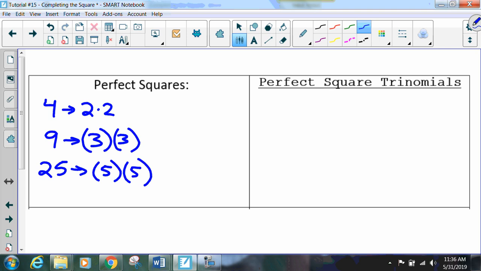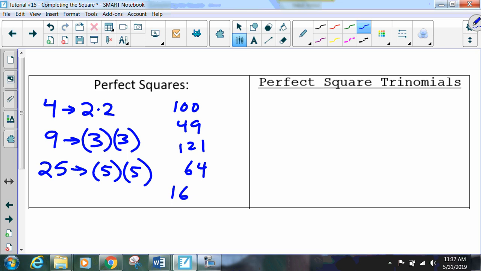So, 100 and 49 and 121 and 64, 16. There are an infinite amount of perfect squares. All right, why am I talking about perfect squares? Well, I want to transfer that idea of something being a perfect square because it can be represented by something times itself to trinomials. And we know that trinomials are something that is 3, right? There's three terms in a trinomial.